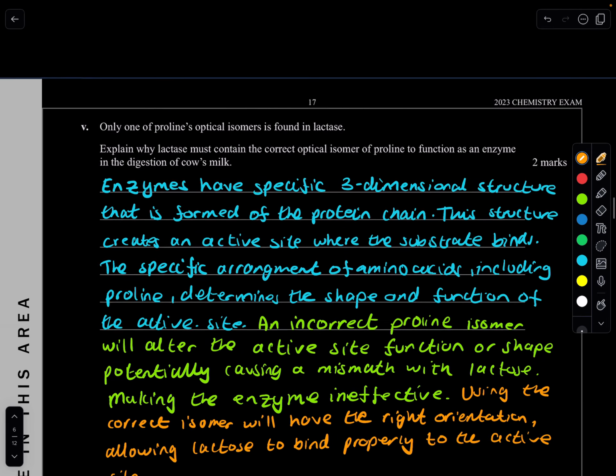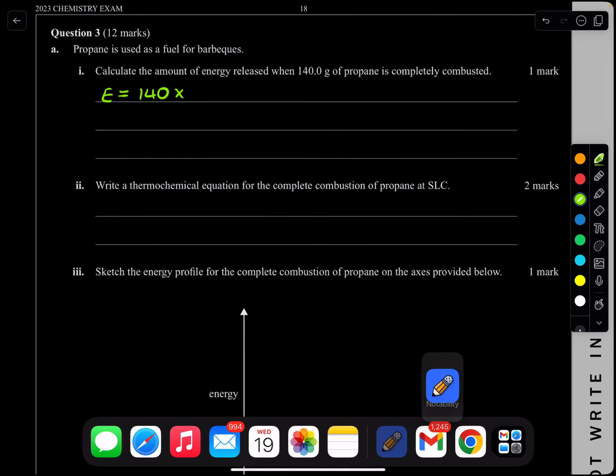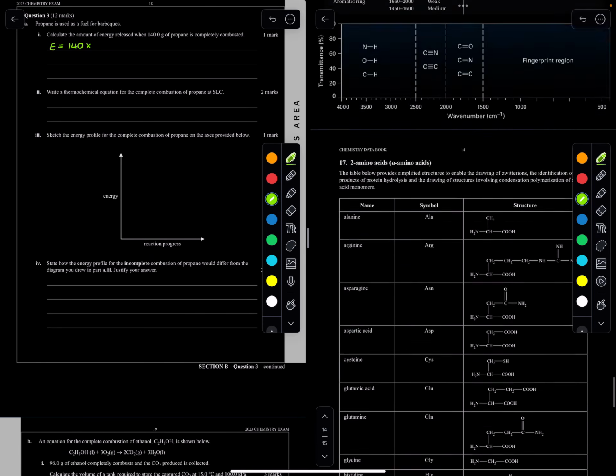But yeah, let's move on to the next question, question 3. Propane is used as a fuel for barbecues. Calculate the amount of energy released when 140 grams of propane is completely combusted. Easy. So energy is, if we have 140 grams, we multiply it by, let's go to our formula sheet, propane. Let's look at where they are.